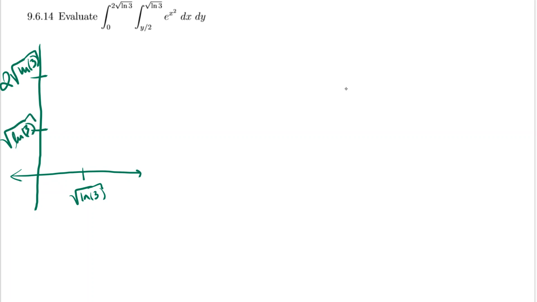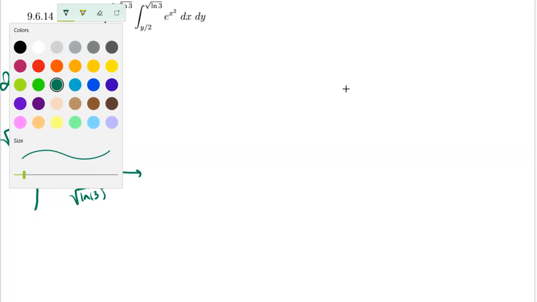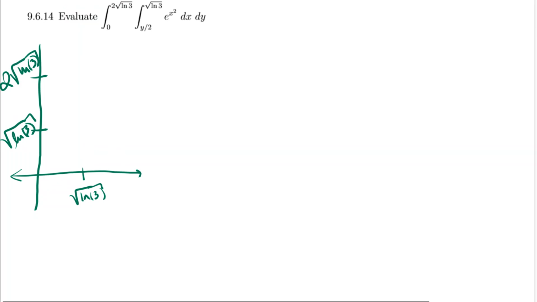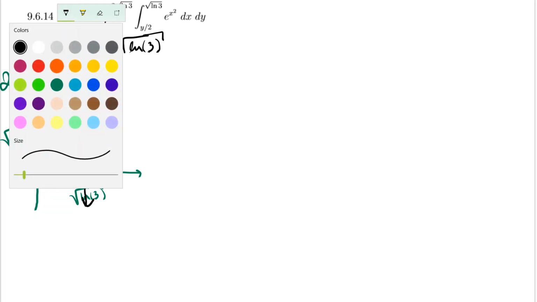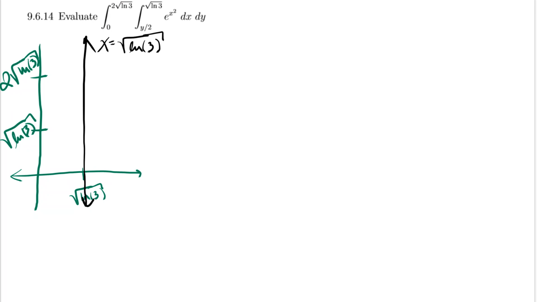Okay, why am I doing this? And why am I doing it in the wrong color? Because this first one goes from x is y over 2 to x is the natural log of 3. Well, x is the natural log of 3 is just this line. It's a vertical line, which is kind of nice. Red. And then the other one is the line x equals y over 2.